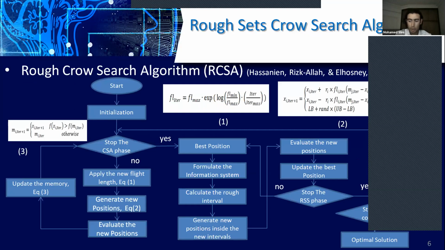In general, the Rough Crow Search algorithm is a hybridization between the Crow Search algorithm and rough set theory. It is essentially known by calculating, in the Crow Search algorithm, the rough intervals to generate new positions in these new intervals and decrease the size of the search space.